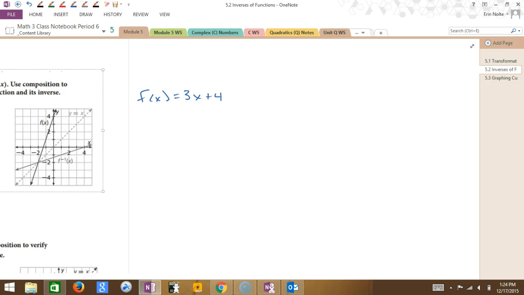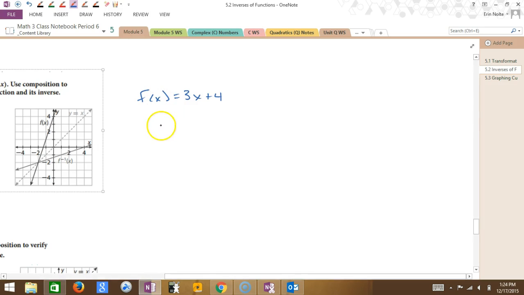I told you how to find the inverse. What do you do? Swap X and Y. You just switch the x and the y, right? But I don't have a y. It's really the same as f of x, right? So all I'm going to do is switch those, and I'm going to use a y instead of f of x because that looks nicer.